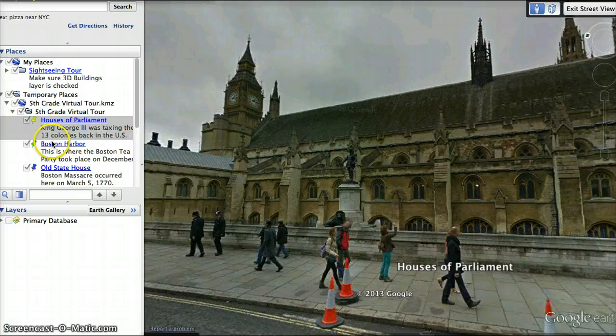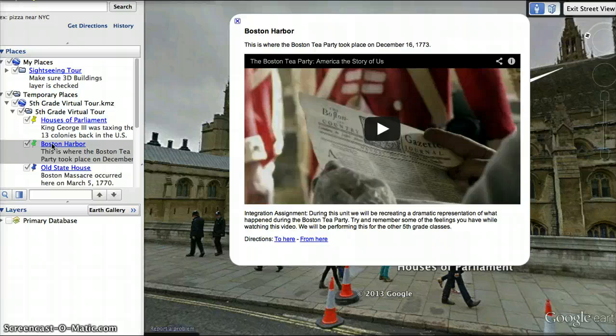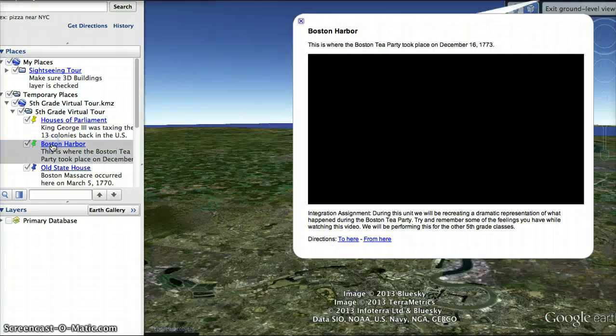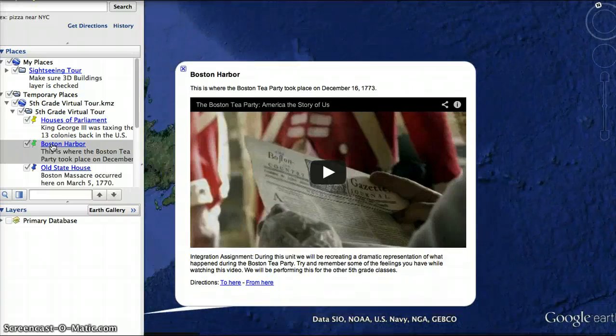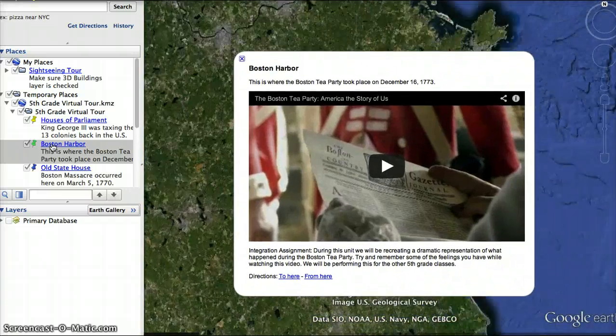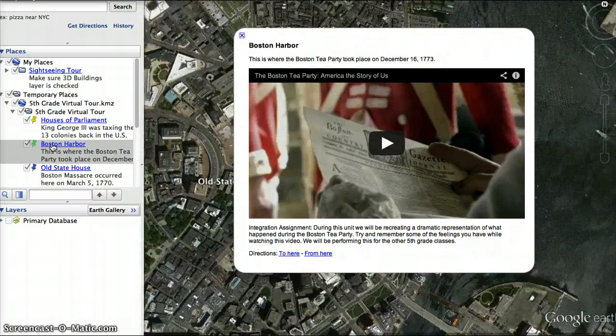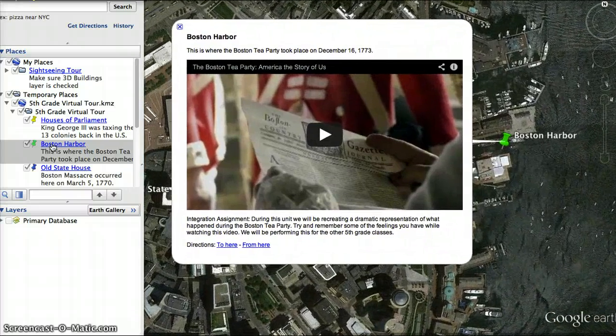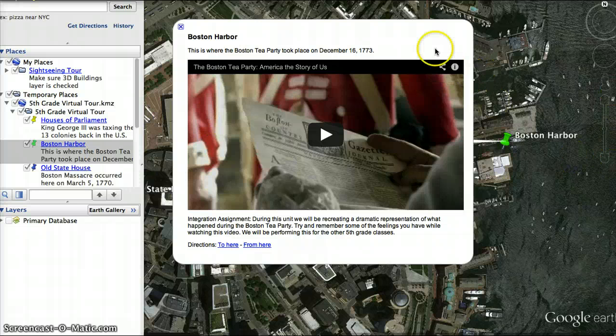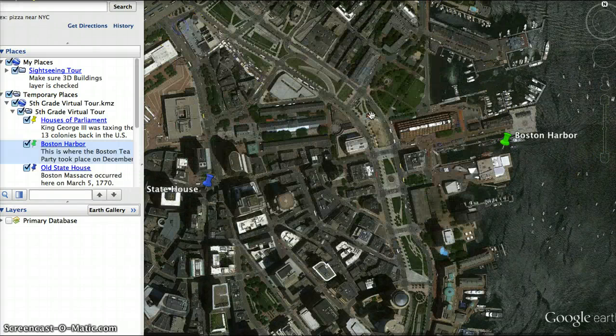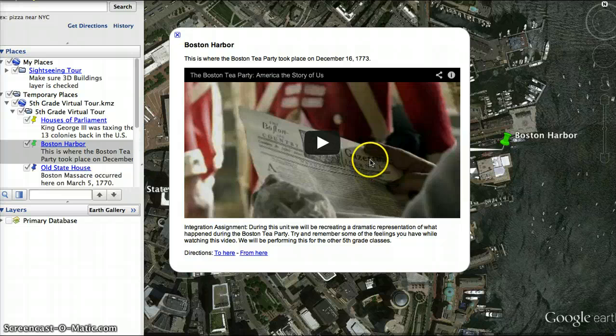All right, now let's go over to the states and take a look at the Boston Harbor. Because of another tax on tea, the people in the 13 colonies became angry, which led to the Boston Tea Party. Here we see the Boston Harbor. Let's close out of this. Here's the Boston Harbor. And the revolt took place in 1773. And from this video clip, we are going to learn more about the Boston Tea Party and what happened there.